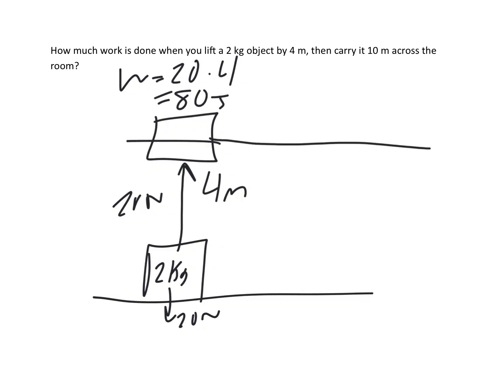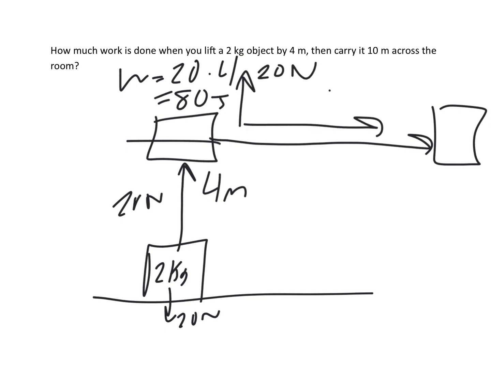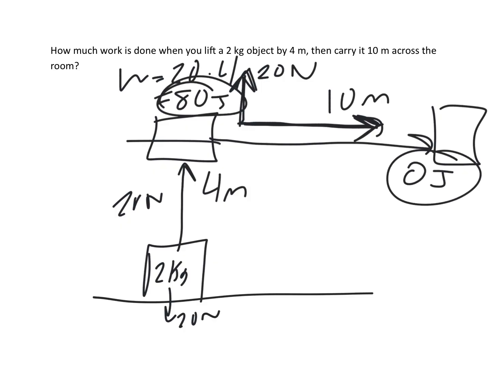And then I'm going to carry it across the room 10 meters. And so when I'm carrying it, I'm still lifting. I still have to exert a force of 20 newtons upward, but I'm moving it sideways. So here the force is in a completely different direction. It's 90 degrees to the movement. This is not going to actually do work. So I do 80 joules during the lifting, but I'm technically doing 0 joules here.